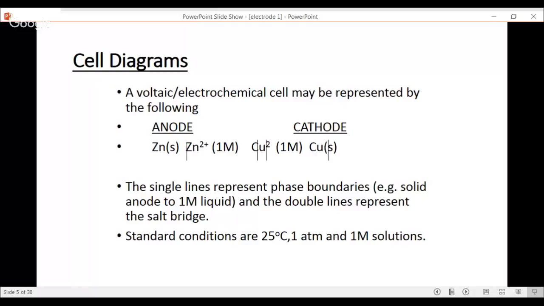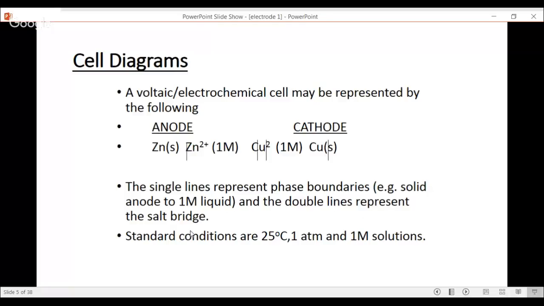A voltaic electrochemical cell may be represented by the following. Here it is done in a clumsy way, but anyway, a zinc electrode dissolved in zinc sulfate or zinc nitrate solution, and that salt bridge is shown here. Then copper 2 plus is in solution, deposits copper. The lines are not aligned here, but it doesn't matter. A single line represents a phase boundary. For example, zinc is solid, zinc solution. Okay, solid anode to a 1 molar liquid solution, and the double lines represent the salt bridge.